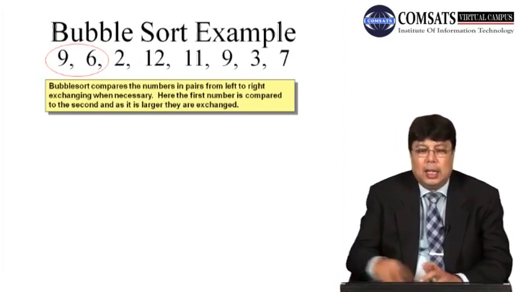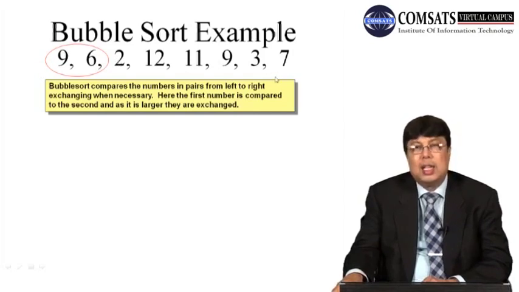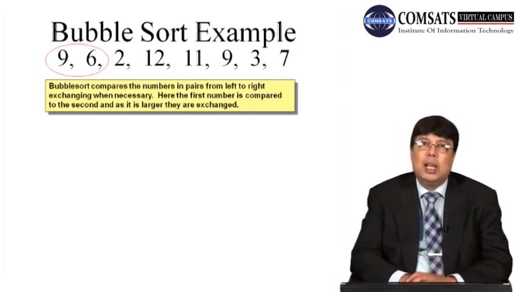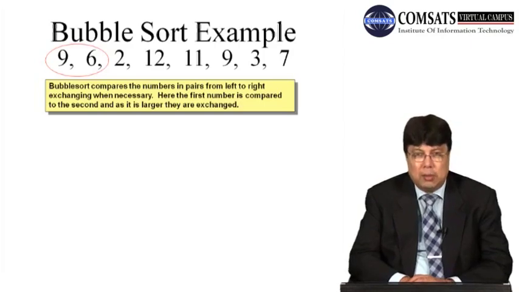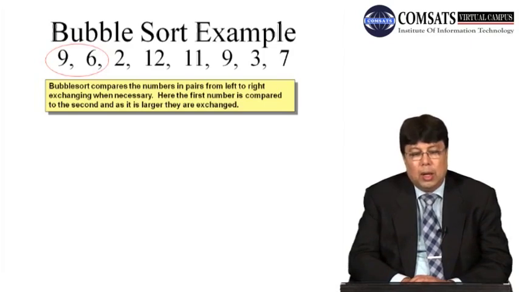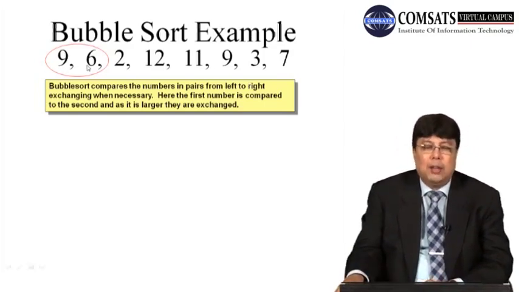Suppose these are the key elements: 9, 6, 2, 12, 11, 9, 3, 7. We are required to sort these key elements into ascending order, meaning the smallest element should be at the extreme left and the largest element at the extreme right. So, as I told you, we'll compare the first two elements, 9 with 6.